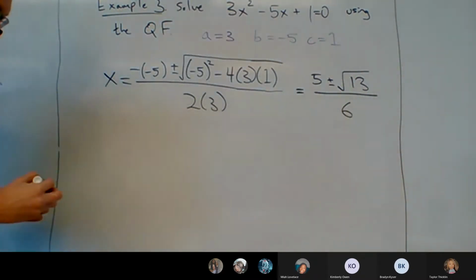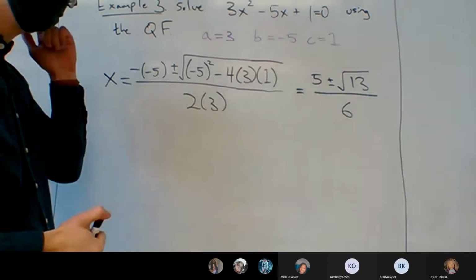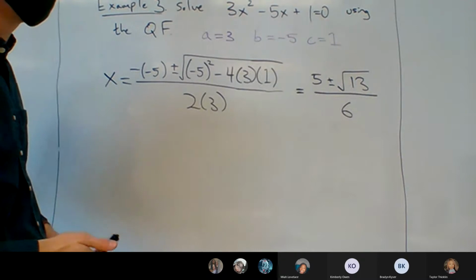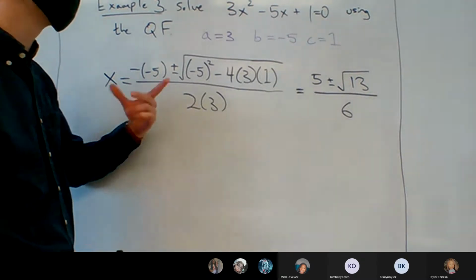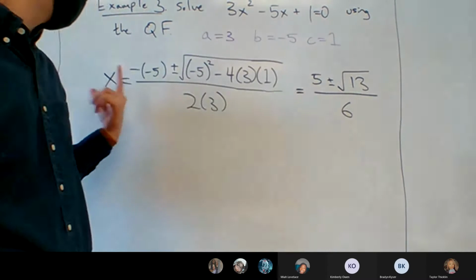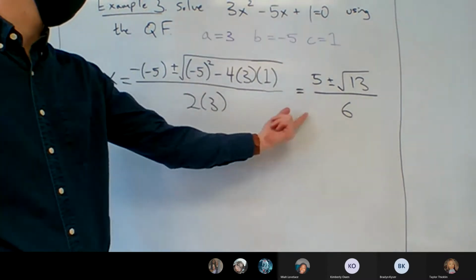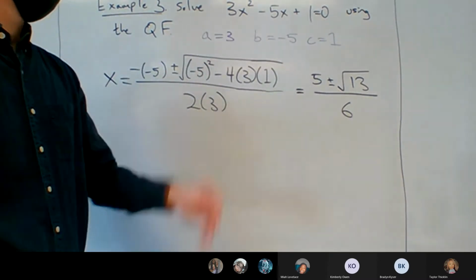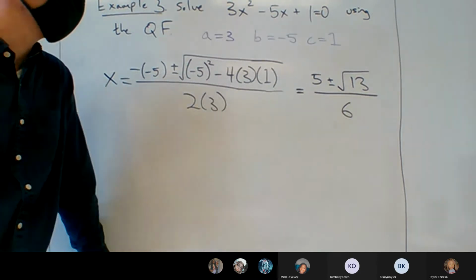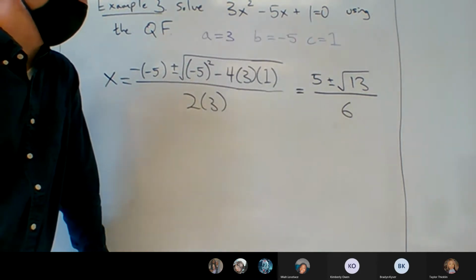And that's it. I mean, I could write each one individually, 5 plus square root of 13 over 6, 5 minus square root of 13 over 6. But if I asked you for the solutions to this quadratic equation, and this is what you said, x equals 5 plus or minus square root of 13 all over 6, that would be it. Yeah, that's it. So the quadratic formula is really nice.